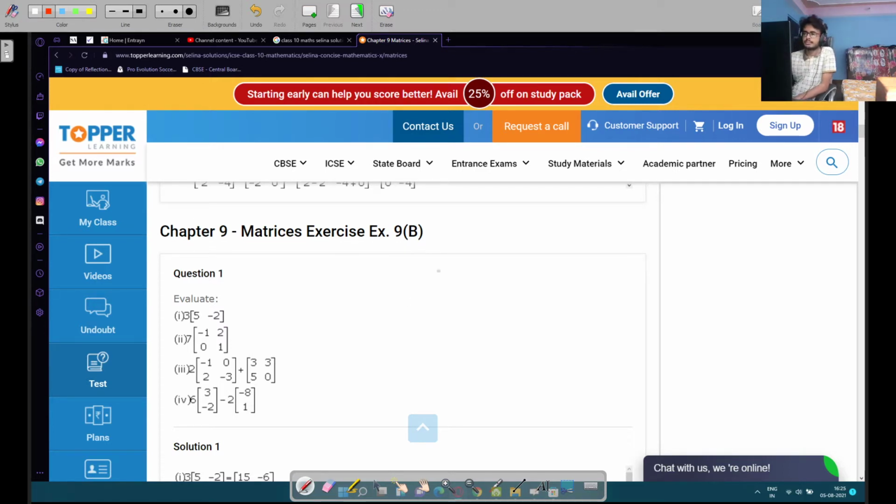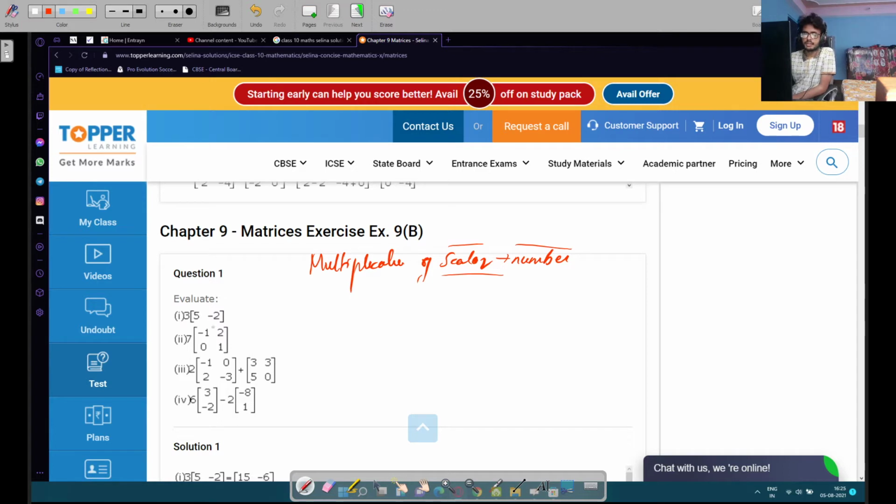So the first topic would be multiplication of scalar. So how can we multiply a scalar quantity? A scalar quantity is basically a number. How can we multiply a scalar quantity or a number to a matrix?